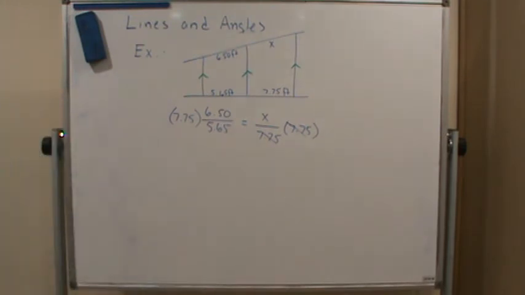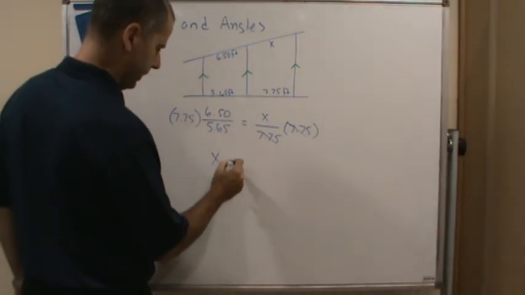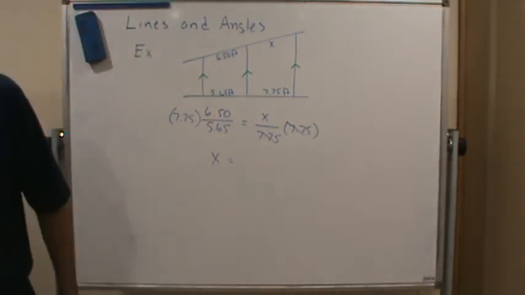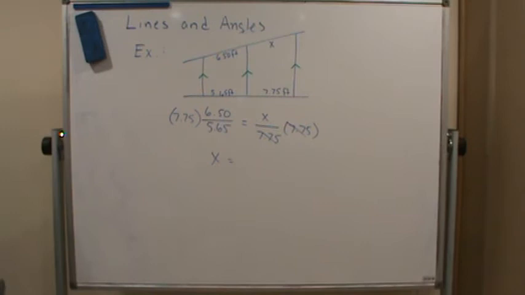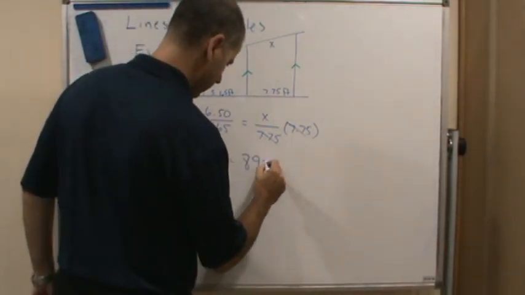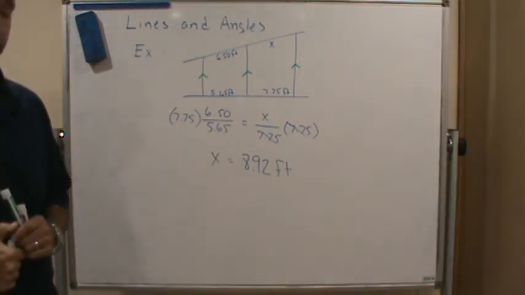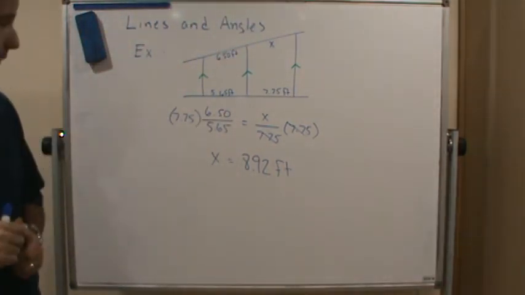And so if you do that, what do you get? You get x equals, what did I get? 8.92 feet, okay, rounded, of course, okay?